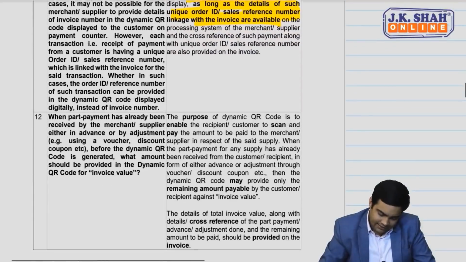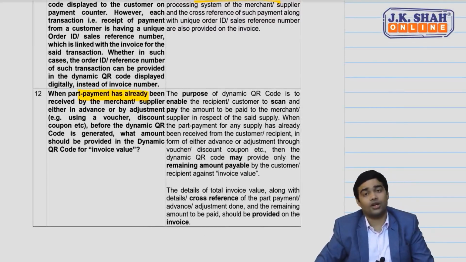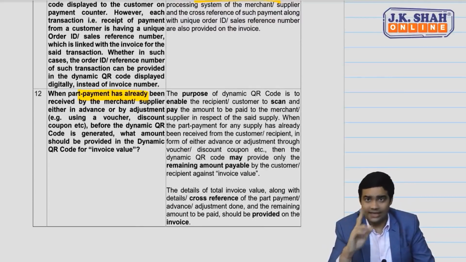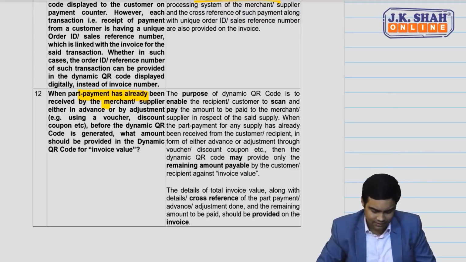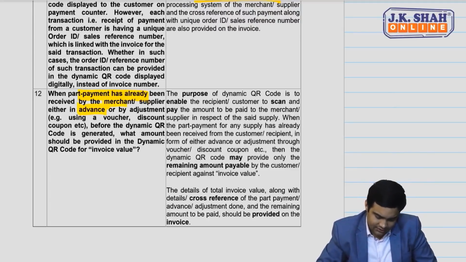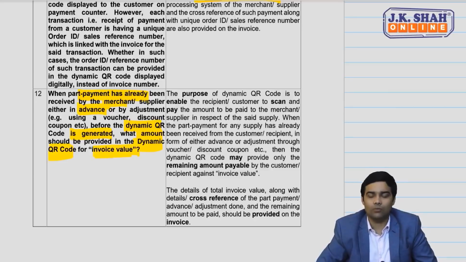Okay. Then, part payment already received. What about such cases? Let's see this carefully. This is new under Circular 156. When part payment is already received by the merchant in advance, before the dynamic QR code is generated, what amount should be mentioned in the dynamic QR code for invoice value?